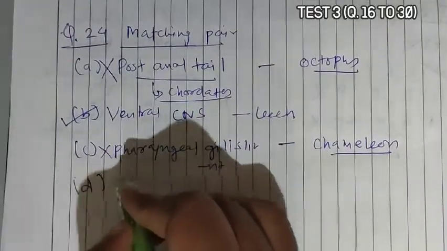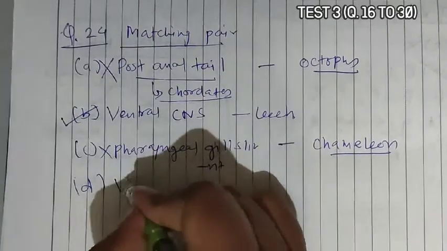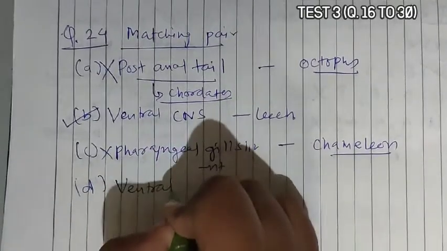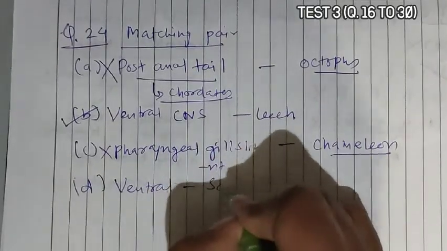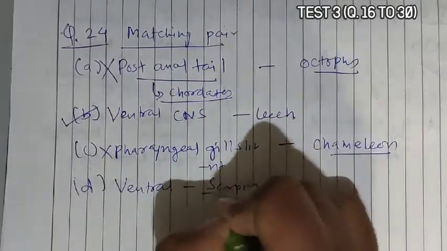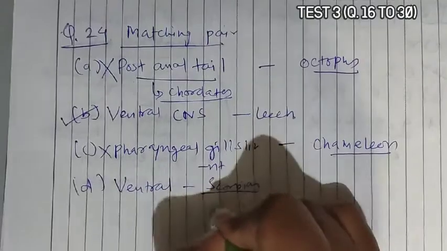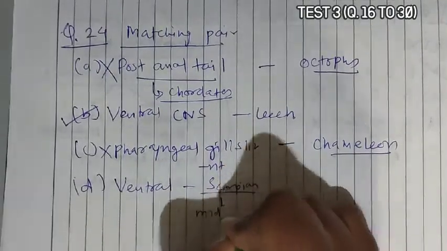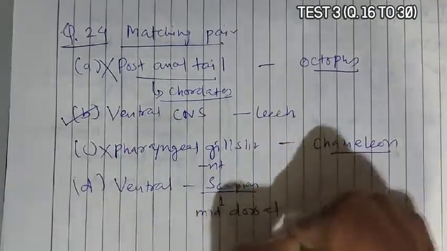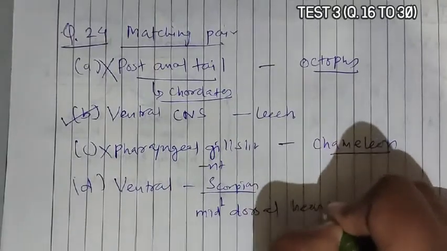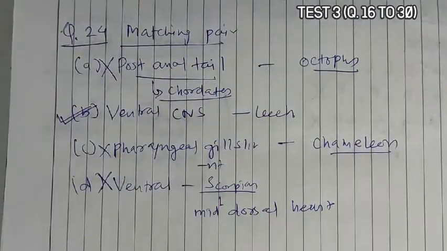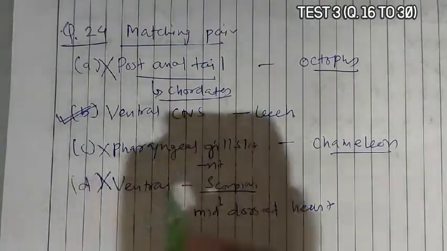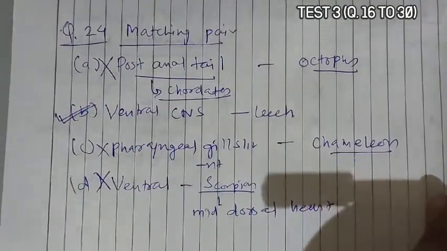And option D is given as ventral heart. Ventral heart is not found in scorpion. In scorpion they have heart present mid dorsal. Okay. So mid dorsal heart is there, they do not have ventral heart, so it is an incorrect option. Correct option is option B, the ventral nervous system is found in leech.